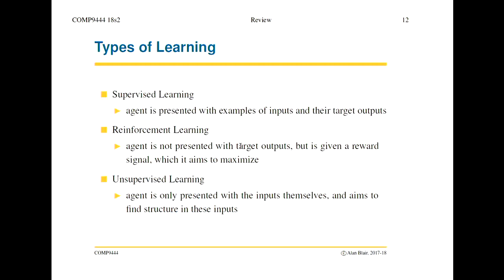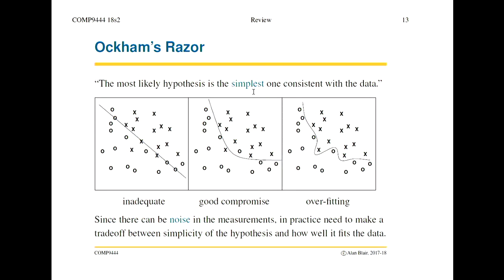And you should be familiar now with the 3 different paradigms. Supervised learning has told what the answer should have been. Reinforcement learning, you're not told what the answer should have been, but you're told in some sense how good your answer was, or your sequence of answers, in terms of getting a reward. And unsupervised learning, you're not really told anything, you're just told the inputs, and you have to extract some structure from those inputs.